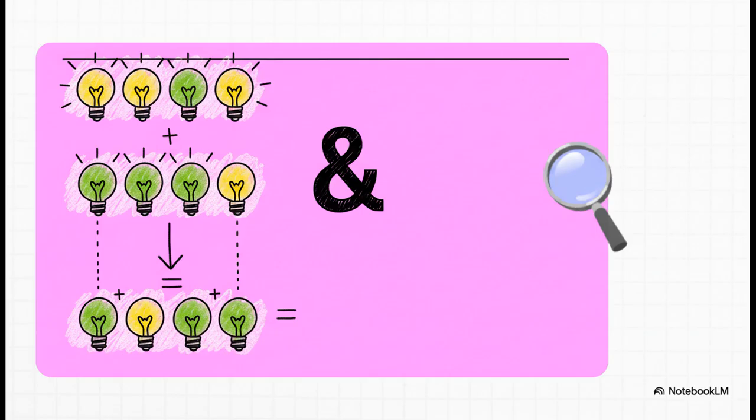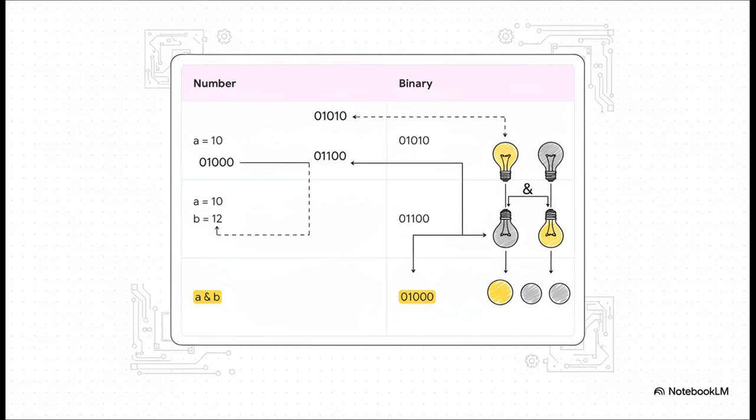Simple as that. Let's see this in action. It makes it way clearer. So you take the number 10, in binary that's 01010, and the number 12, which is 01100. Now we go bit by bit. For the result to have a 1, an on light, both input bits have to be 1. As you can see, only one column, the fourth one from the right, actually meets that rule. So 10 AND 12 gives us 01000, which is the number 8.